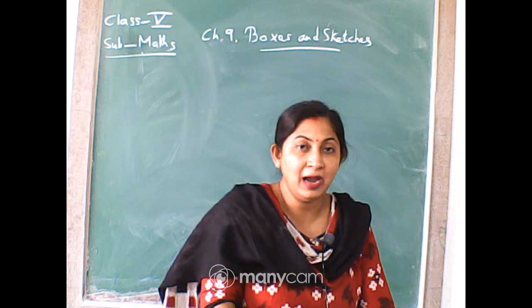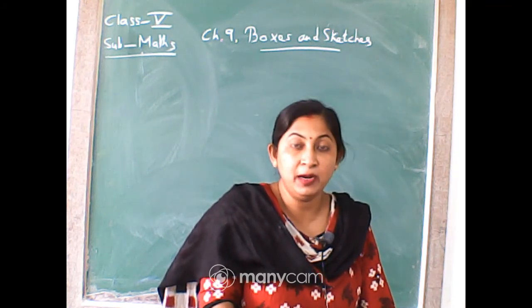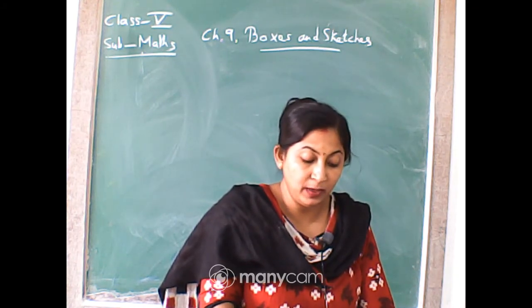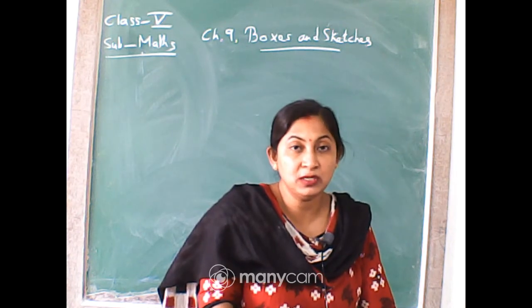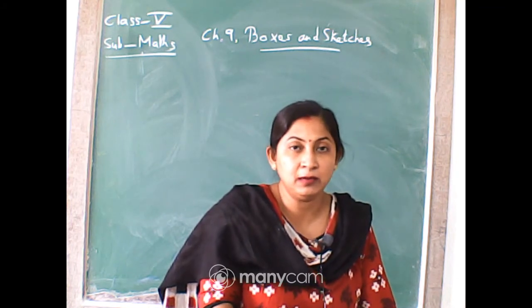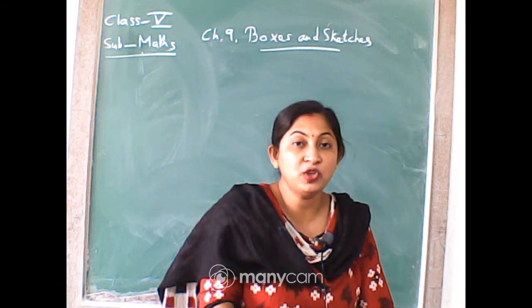Srijan, kindly hear me. Chapter number 1, Fish Tail. Chapter number 2, Shapes and Angles. Chapter number 3, How Many Squares. Chapter number 4, Parts and Wholes. Chapter number 5, Does It Look the Same. Chapter number 6, Be My Multiple, I Will Be Your Factor. And chapter number 9, it is Boxes and Sketches. These are the chapters of Math Magic.